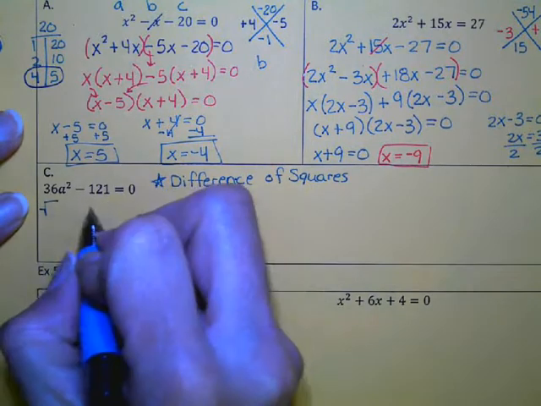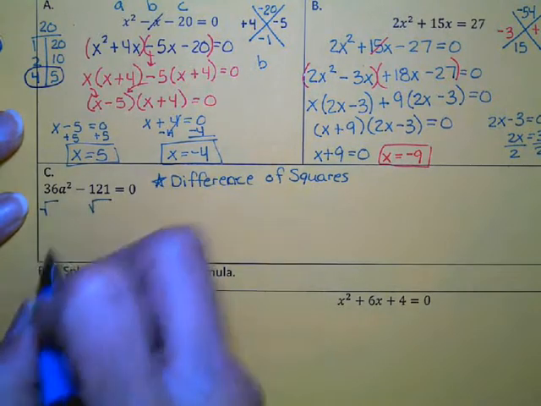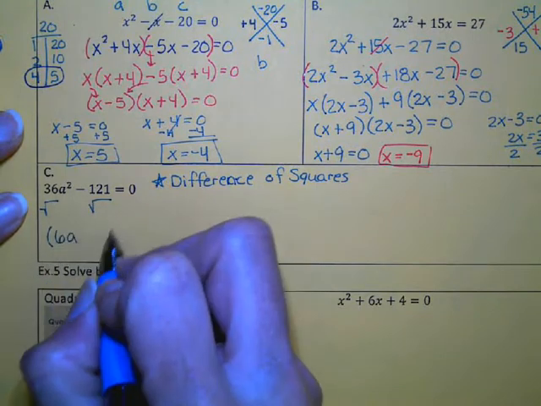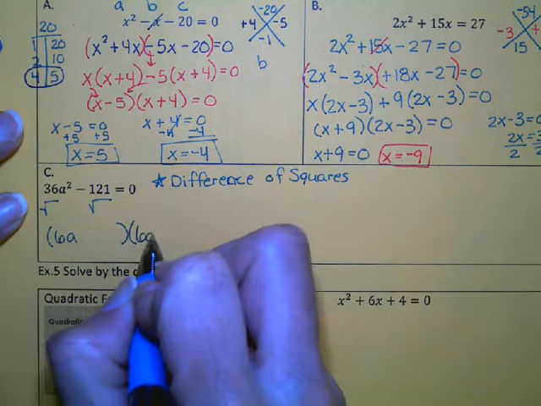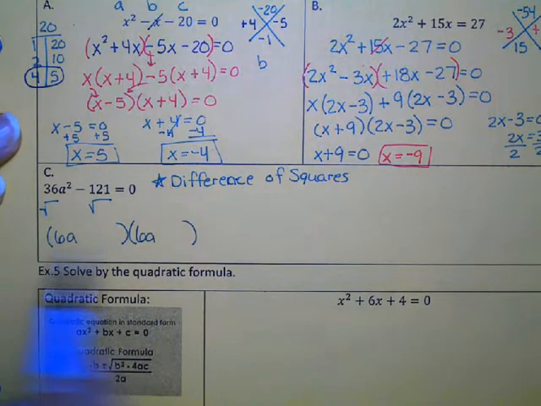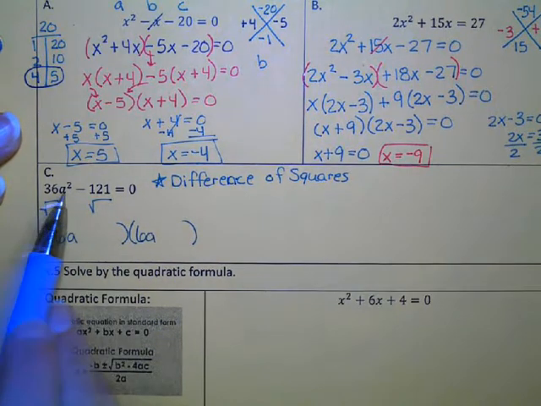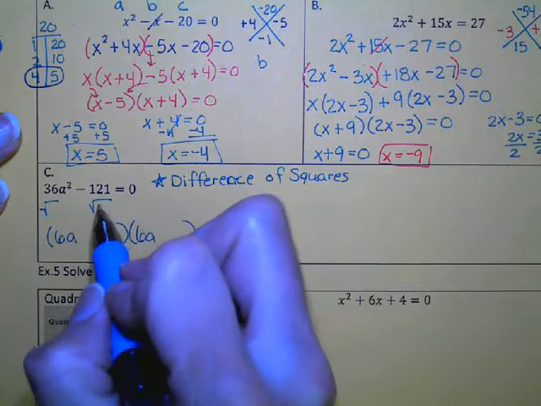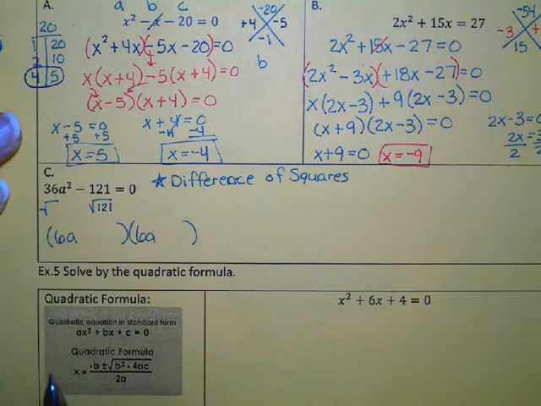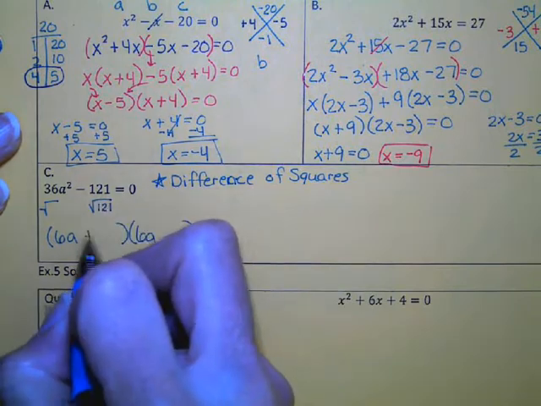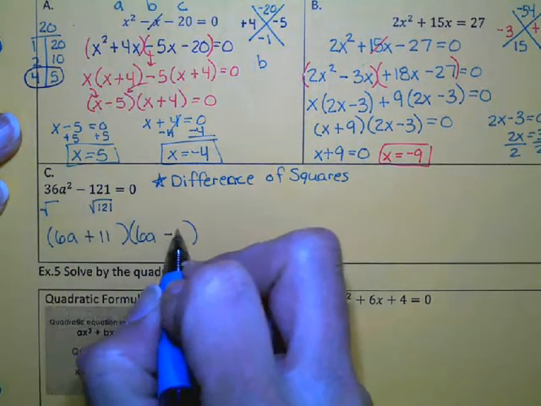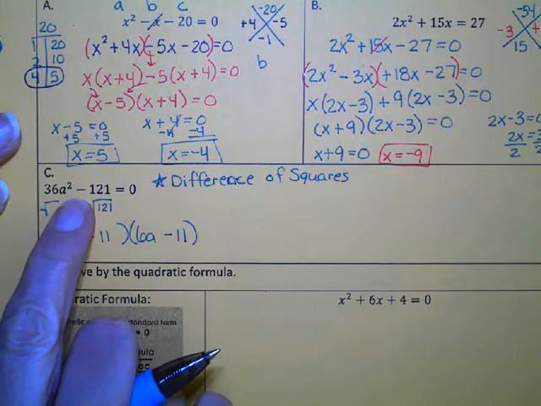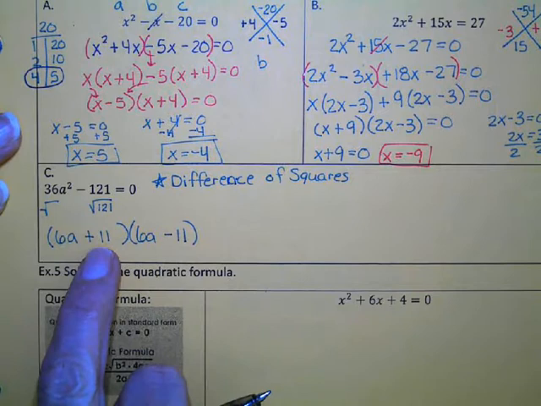The square root of 36 is 6. So in the first part of the parentheses, we're going to put 6a and 6a. Because 6a times 6a gives us 36a squared. To get 121, the square root of 121 is 11. So we're going to put plus 11 and minus 11. Because we need these two numbers to multiply to a negative 121. So positive 11 times negative 11 gives us the negative 121.